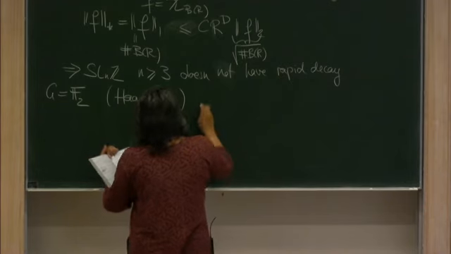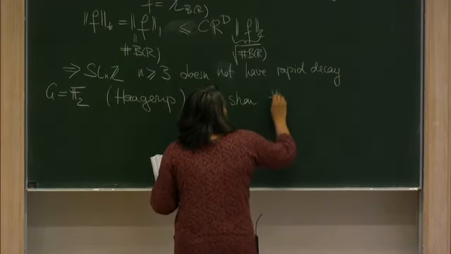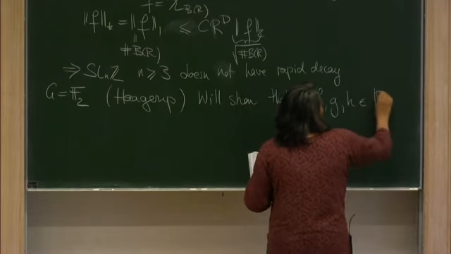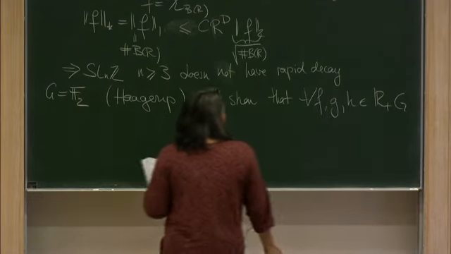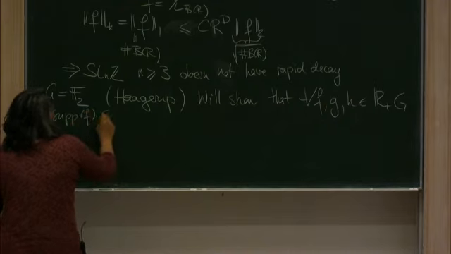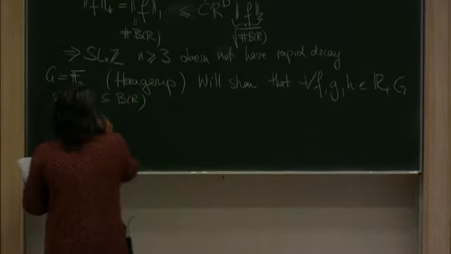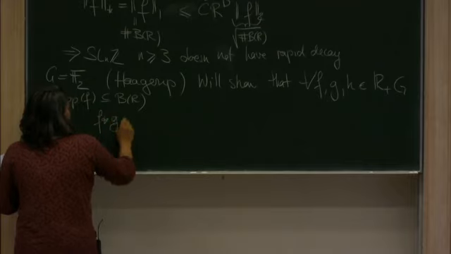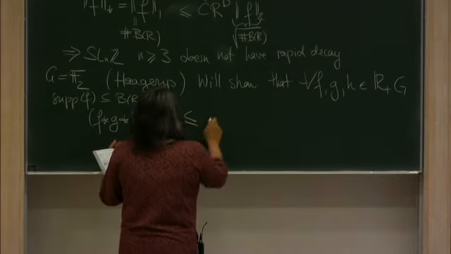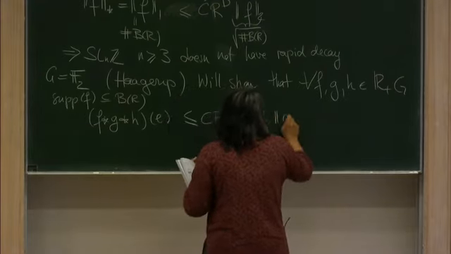You will show that for any f, g, h in R plus G, and the support of f is contained in a ball of radius R, you have that f convolution g convolution h at the identity is less than or equal to C R to the D times the multiplication of the L2 norms.